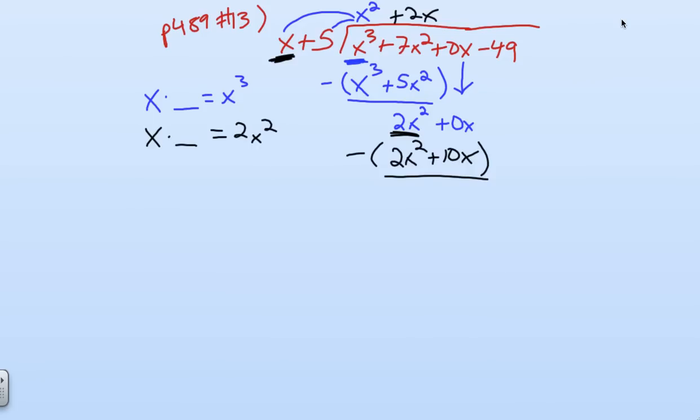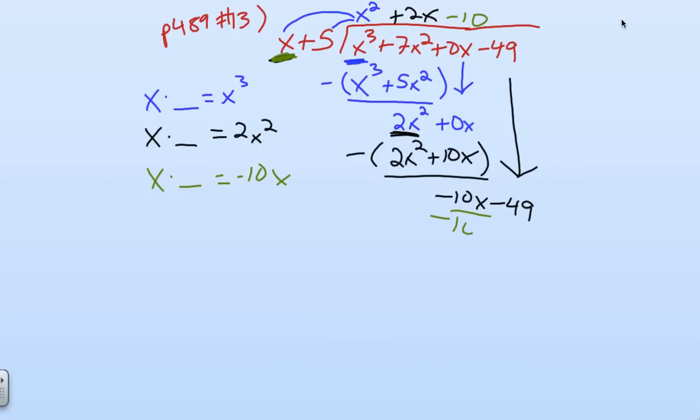Now, we are going to subtract, and we get negative 10x. And we're going to bring down the next term. Do the same thing just one last time. And you're dealing still with the x, but this time with negative 10x. So x times what gets you negative 10x? The answer is negative 10.